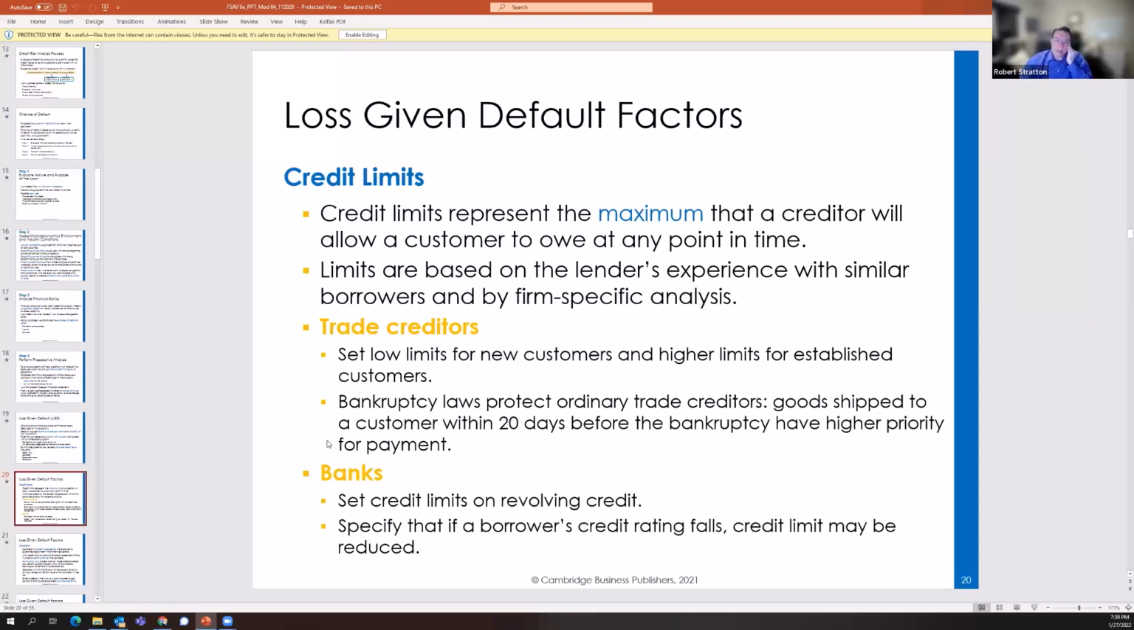And bankruptcy law does protect ordinary trade creditors. Anything shipped to a customer within 20 days can automatically get your first payout. Also, you can go in and collect those goods pretty easily, if they're still there, if they haven't been damaged, stolen or sold. You can get your inventory back.